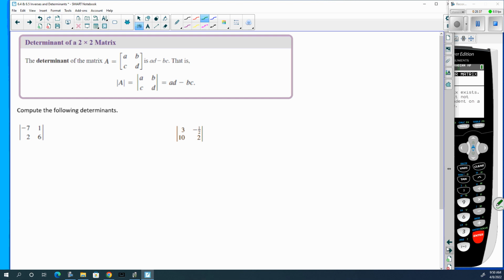Okay, and then there's that little formula that I just used. So if I wanted to find the determinant of this one, I would go negative 7 times 6, which gives me negative 42, minus 2 times 1, which is 2, and then that gives me negative 44 for my determinant. On this next one, I would just go 3 times 2, which is 6, minus, and then 10 times negative a half would be negative 5. The minus and the negative become a positive, so then that determinant is 11. So not too bad if they're just a 2 by 2 matrix.